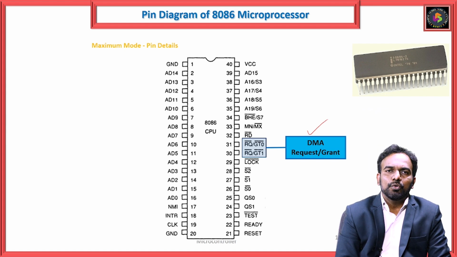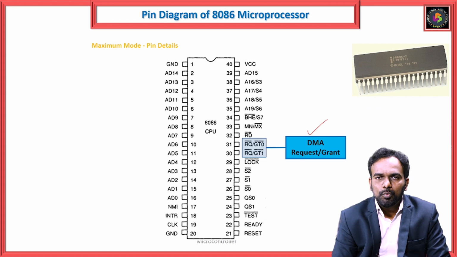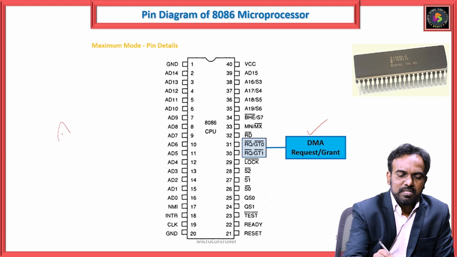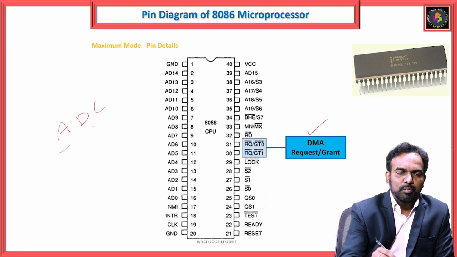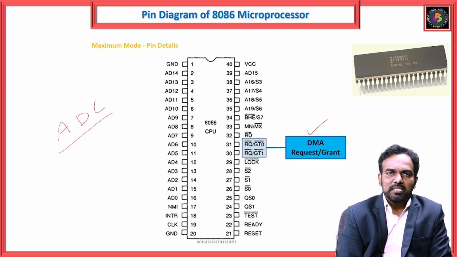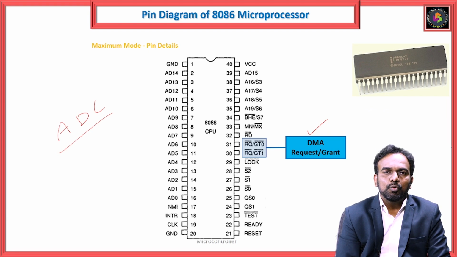Here we are going to use two pins, RQ/GT0 and RQ/GT1. These two pins we use to request or grant the system bus. System bus is nothing but the address bus, data bus and control bus. To request or grant these buses, we use the pins called RQ/GT0 and RQ/GT1.